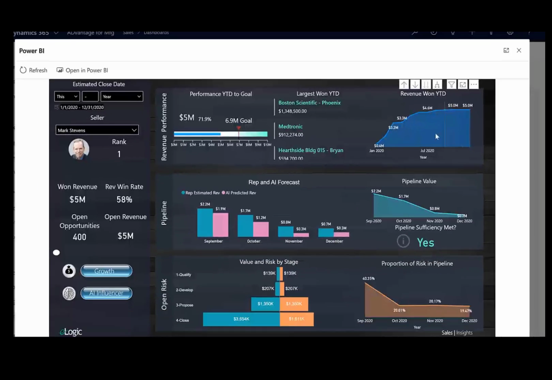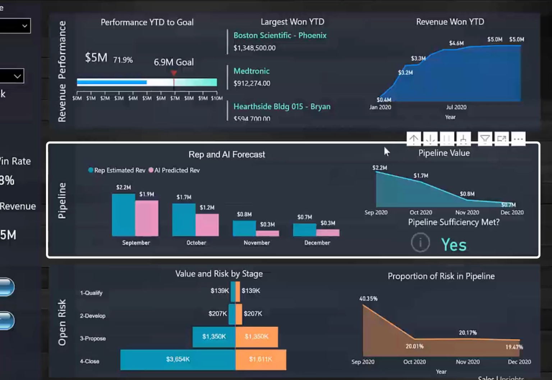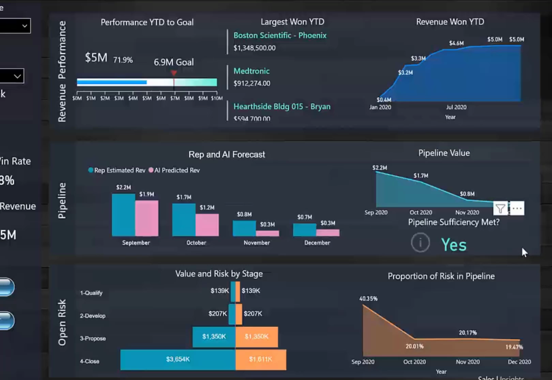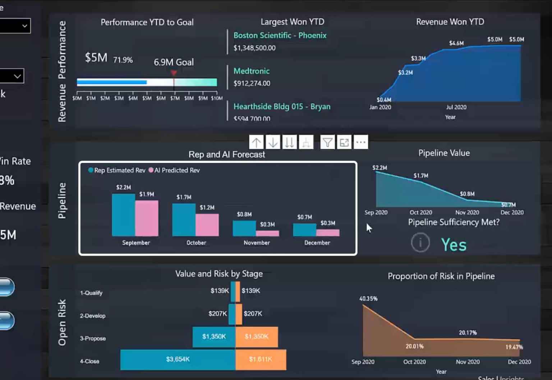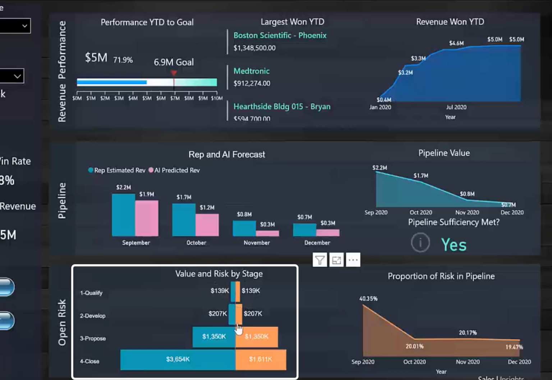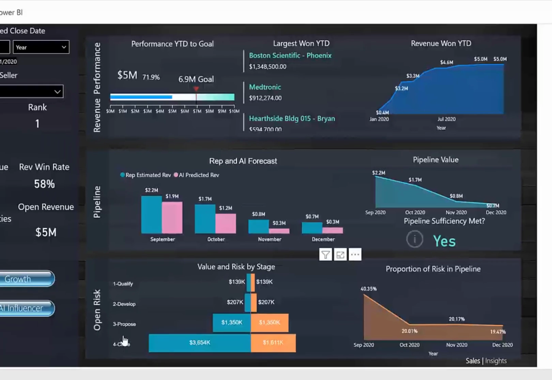here over the course of the year. Now we're running an AI model against the pipeline, and I can see that over the next few months he's got a sufficient enough pipeline, based on what the AI model is saying, in order to meet his number for the year. So that's good news. I can also compare his overall sales estimates against what the AI model is saying, and it'll even show me here by sales stage. So he has a fair bit of risk in his pipeline still at deals that are at the very end of the sales cycle, the propose and close stage. So I'm going to want to drill into that a little bit more when we get together.